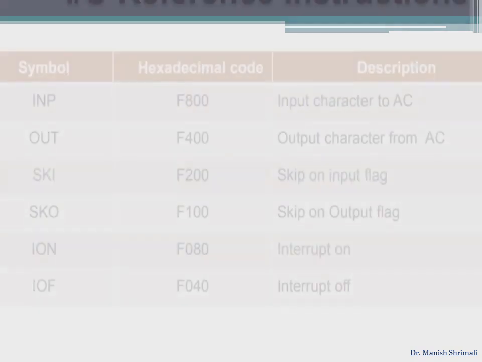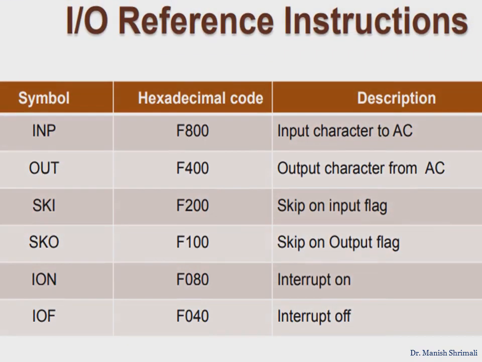Here you can see again the table or diagram which shows the input output reference instructions, in which we have input character to accumulator, output character from accumulator, then skip on input flag, interrupt on, interrupt off, like this. So these are the different input output reference instructions.